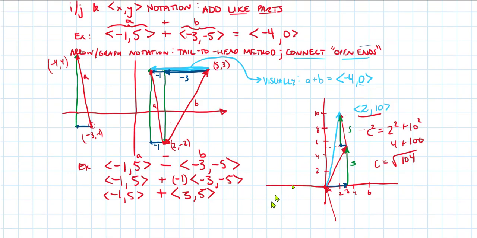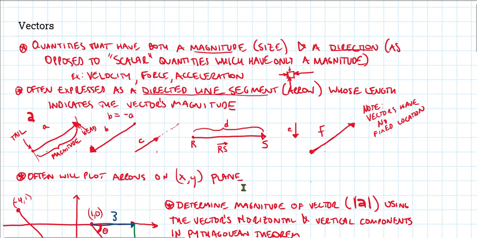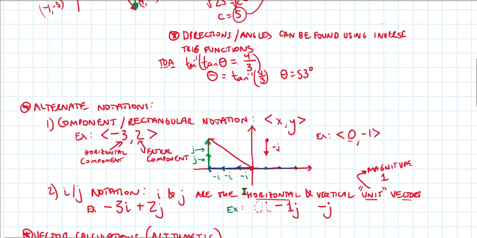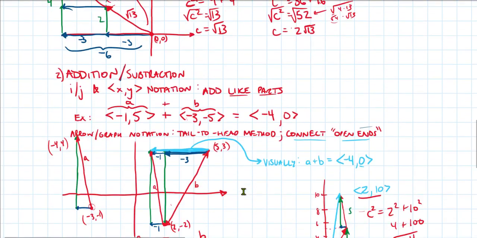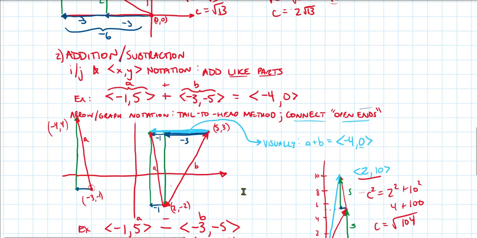That is pretty much it for vectors. So again, we've got to know what a vector is. We've got to know all the different notations, the arrows, the components, the rectangular, the IJ. We've got to know a little bit about vector calculations, scaling a vector, adding vectors, subtracting vectors. As long as we have a relatively general sense of how to do this stuff, we should be okay. In a separate video, I will work through a couple of the vectors questions that have shown up on the test.